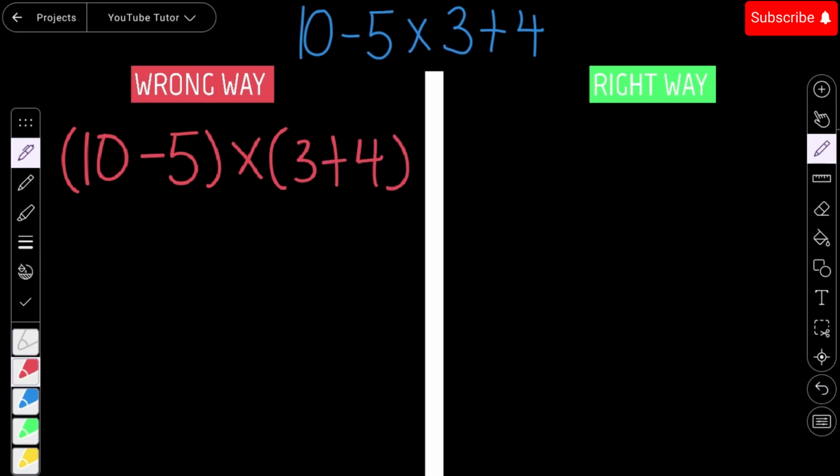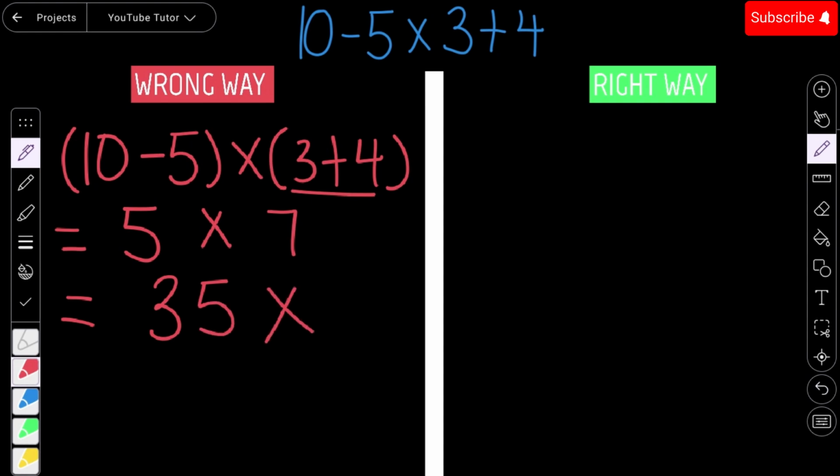10 minus 5 gives us 5. Then 5 times 3 plus 4 gives us 7. 7 times 5 gives us 35. But this is totally wrong. Now let's show you the right way.